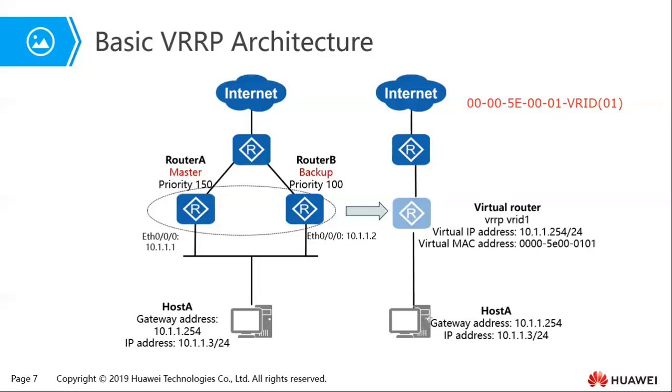So what happens is that on the host, you're now going to configure the gateway address, which is the virtual IP address of the virtual router, as you can see there. This host is going to see only a single router. When a packet comes to it, the virtual router is going to send it to the master. Then the master is going to forward the packet all the way to the internet. So basically, that is how VRRP works.